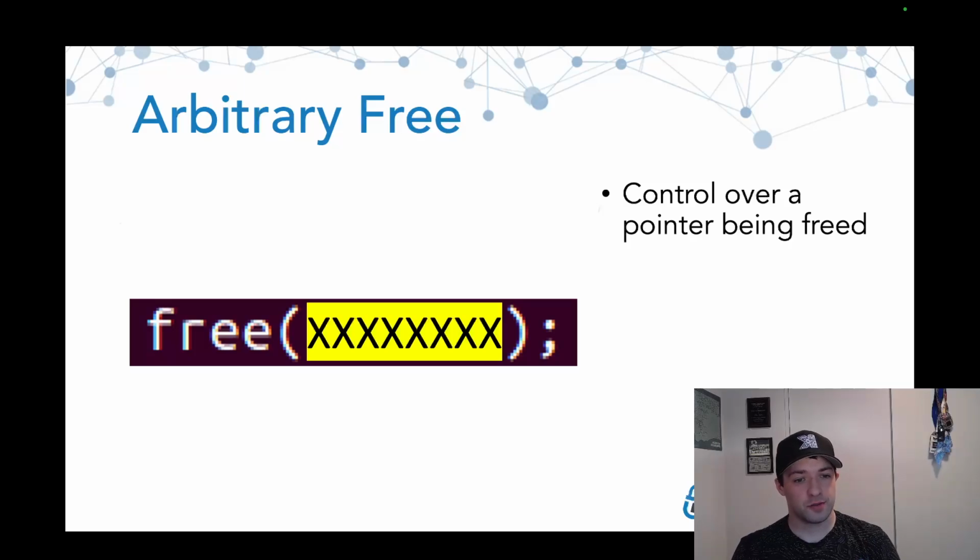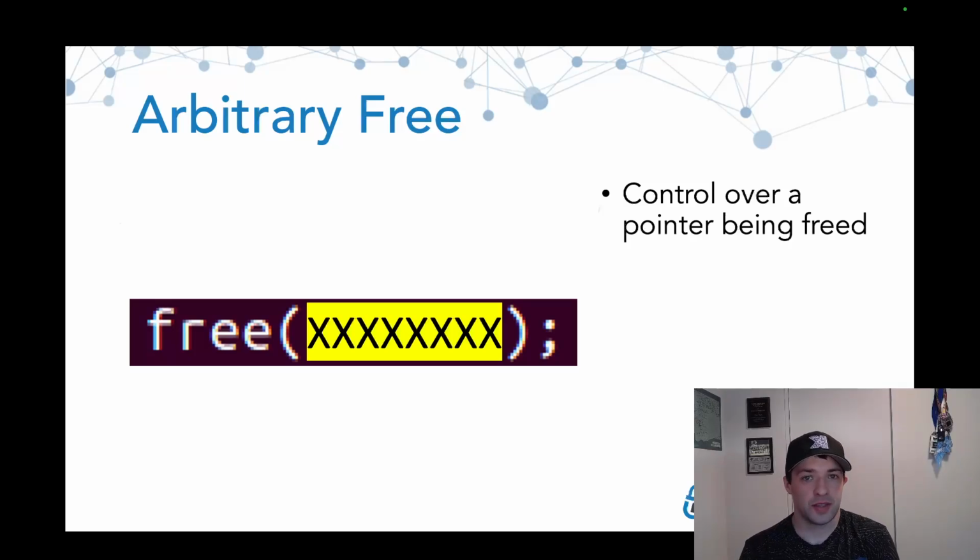And arbitrary frees are probably the most powerful of all these vulnerability classes that I've talked about. Because with an arbitrary free, if you can control the pointer that's being freed, then that gives you the capability to free anything in the program. So with a use after free, you're limited by what pointer you have access to. But with an arbitrary free, if you can write arbitrary data there and free anything you want, you can cause a use after free on any object in the program, which is extraordinarily powerful.